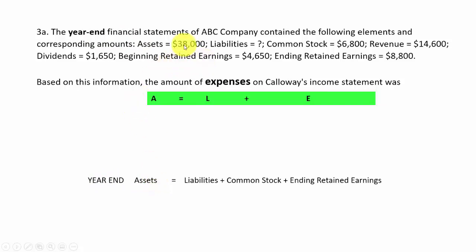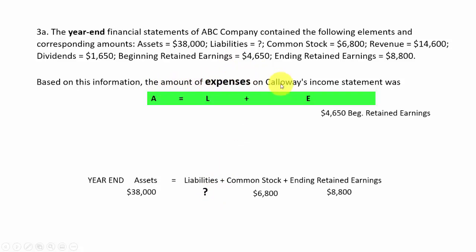It says here that year-end assets were $38,000. Liabilities, we don't know. It also tells us that we had year-end common stock of $68,000, and ending retained earnings of $8,800. Now, we can figure out what liabilities are, but let's just see if we even need to do that. What we want to know is, what were the expenses during this year of operation?